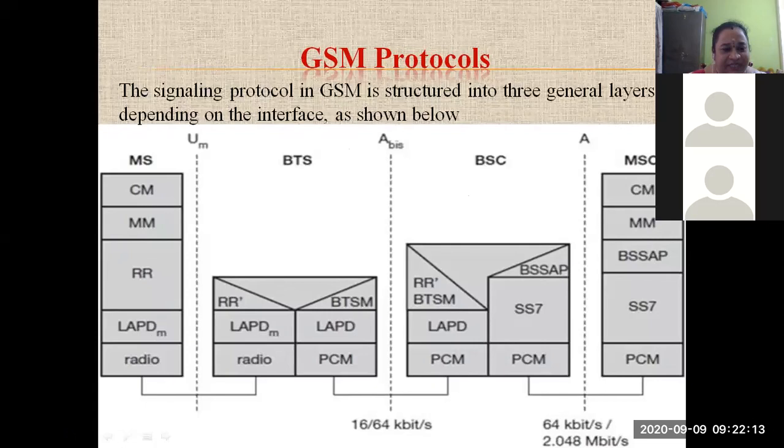We are going to see different... there is a mobile station having some CM, MM... one second, somebody is making noise.